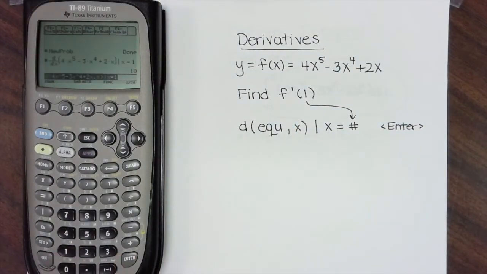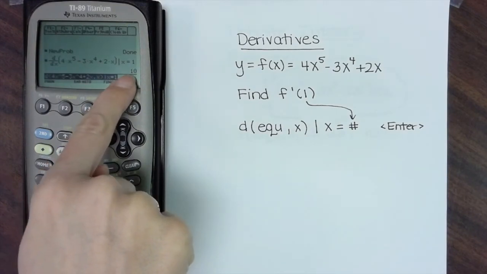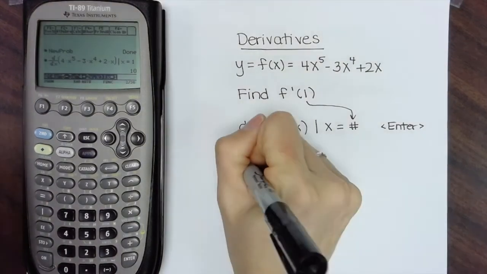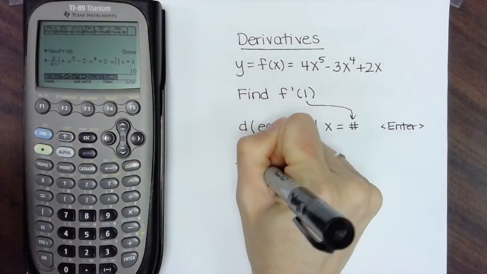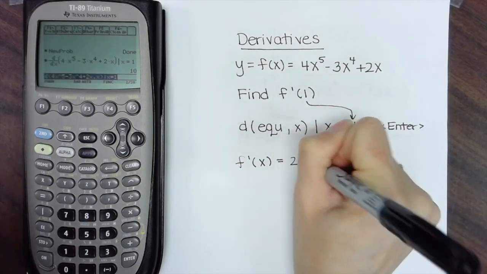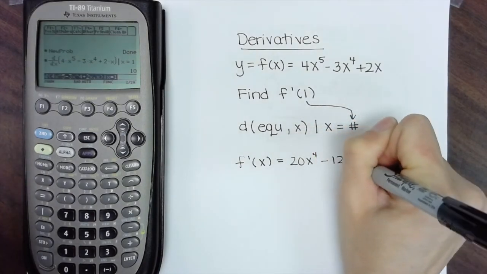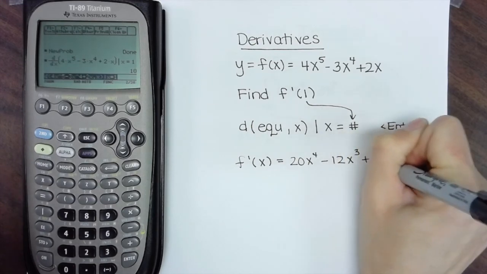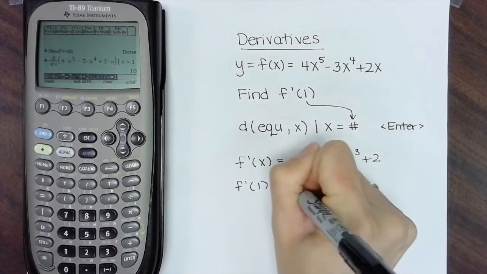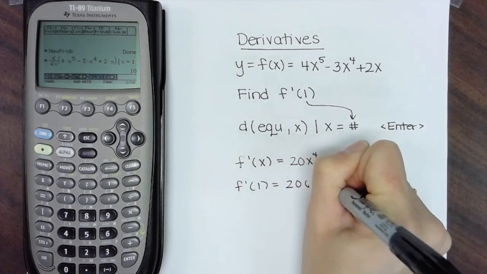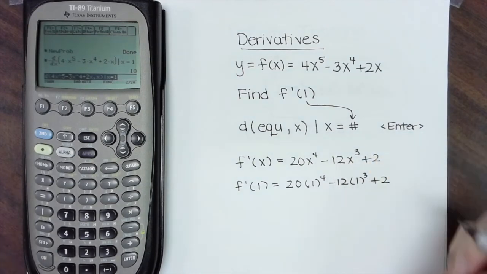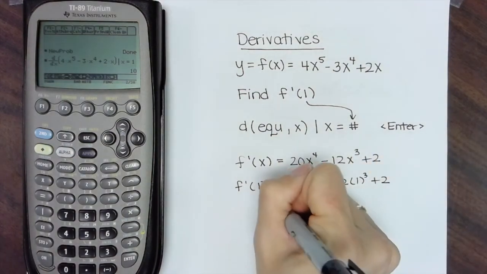Hit enter, and f prime of 1 then is 10. What your calculator is doing is physically taking the derivative, like this. F prime of x would be equal to 20x to the 4th minus 12x cubed plus 2. And then your calculator is plugging in the 1 for you, where you're going to get 20 times 1 to the 4th minus 12 times 1 cubed plus 2. And it's spitting out the answer of 10 for you.